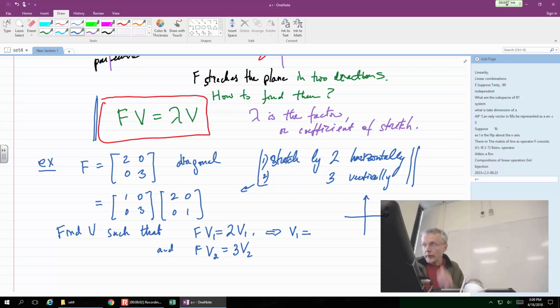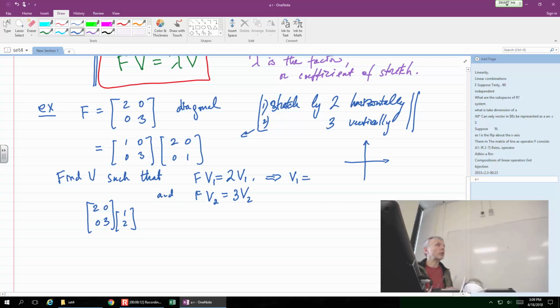Let's try. If I go with 1, 2 and the matrix 2, 0, 0, 3. Let's multiply, so it will be 2 and 6, right? As you can see, the first coordinate doubled, the second tripled. However, it doesn't mean that the vector has either doubled or tripled. In fact, 1, 2 has become 2, 6.